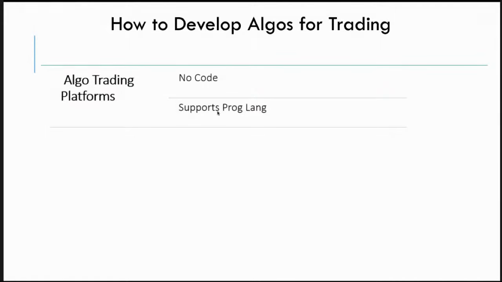Another kind is one which provides support for some programming language like C, C++ or Python. There used to be a very popular platform called Quantopian, which is closed as of now. As of now in India, one of the platforms I know is Quantitative Blueshift, which supports Python for programming and developing the algorithms.